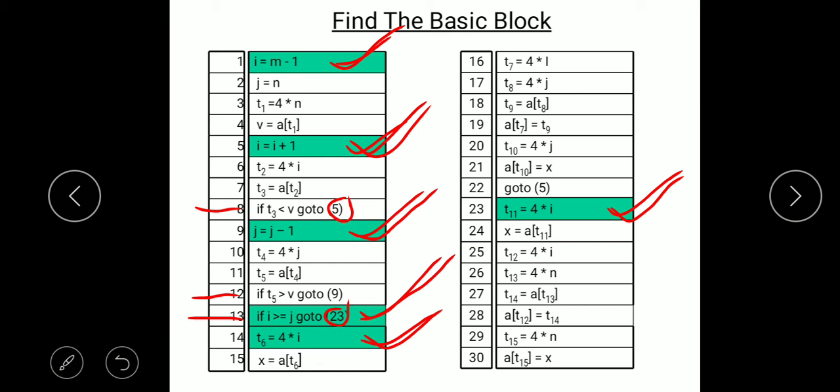We have completed part 1. We have already identified the leader statements. Now it's time to construct basic blocks. Look here at how to construct a basic block. For a basic block, you need to follow a simple rule: a basic block contains a leader statement and all statements which follow it up to but not including the next leader statement.